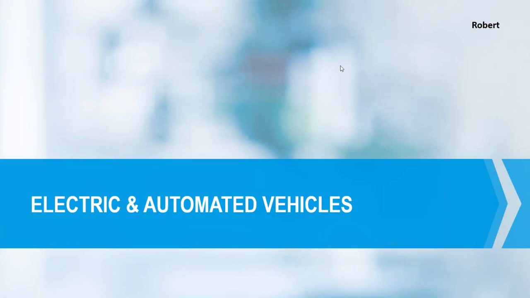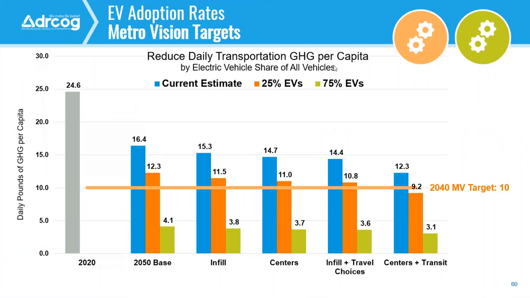As Art mentioned, teleworking could clearly be part of any one of these scenarios. The other big thing on the horizon here is the types of vehicles that we'll be driving in the future. The first time we're showing this is how some of these more aggressive scenarios are the ones that achieve the other MetroVision targets, such as our target of reducing daily transportation greenhouse gas per capita by 60%.